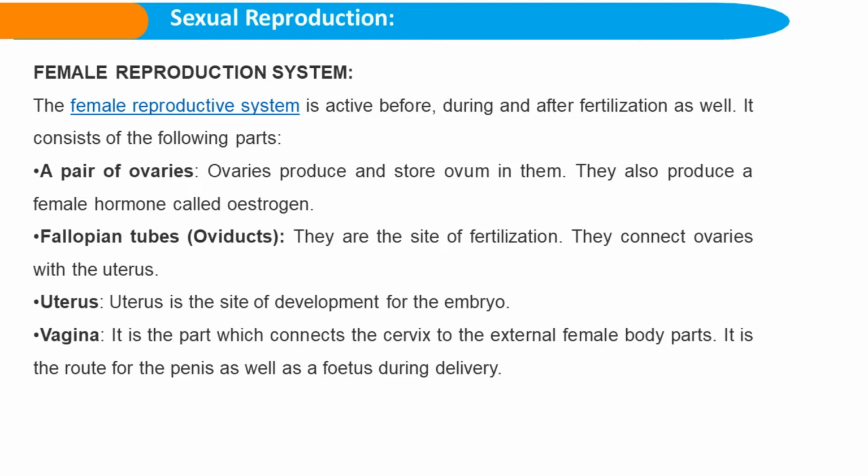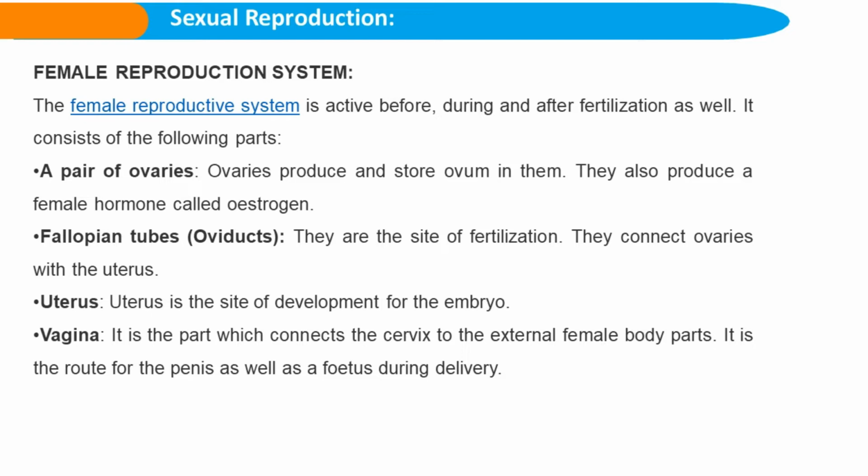The female reproductive system consists of a pair of ovaries, a pair of fallopian tubes, that is oviduct, uterus and vagina. These are the parts of the female reproductive system. The ovaries produce and store the ovum. Ovum is the female gamete. They also produce the female hormone called estrogen. We already learnt in class 8 that estrogen is responsible for secondary sexual characters in females.